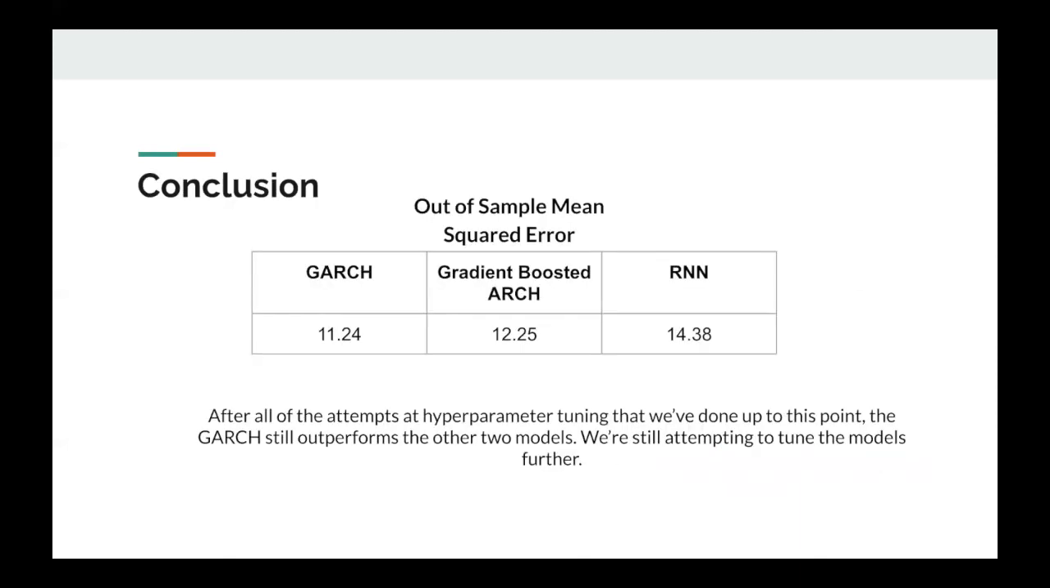However, our results showed that the GARCH model ended up being the most accurate, despite this nonlinear capability in the RNN. And this is due to our inability to tune the hyperparameters in the best way possible. With the gradient-boosted ARCH, it's a lot easier than with the RNN because there's fewer parameters to tune, and it's just a lot more manageable of an optimization problem. So we were able to get closer to the GARCH, but with the RNN, definitely there's a lot of components and a lot more that needs to go into it.